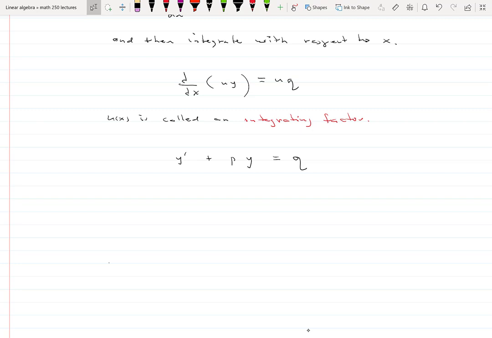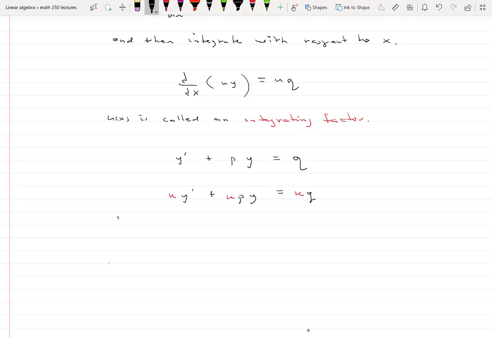Now imagine multiplying both sides of the differential equation by u. And just so we can follow the u as being something we're introducing here, I'm going to change colors for the u. So if I multiply both sides by u, bear with me here, I'm going to get u y prime, u p of x y, and u q.